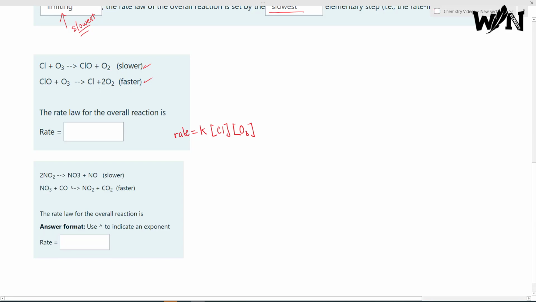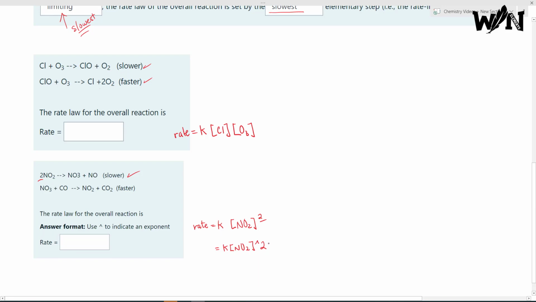Now let's try another problem. Here we have the same thing. Both of them are not reversible. And the first one is the slower one. So there you go. The rate law is just rate equal to K times the reactant. Oh, look at that. We have a coefficient. So we have NO2. Okay, there you go. See, this is that part. But on our computer, we are going to write it like this. NO2. There you go. And that's all we have to do.